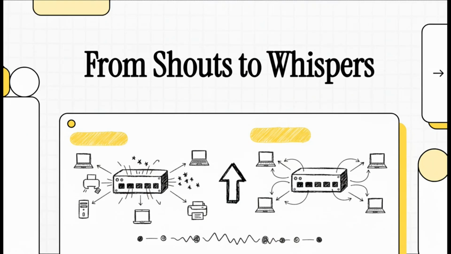Ever wonder how an entire office building with hundreds of computers gets online without it just being a complete and utter mess? Well, it's not magic. It's actually a really cool story of evolution, a journey from a loud, chaotic shout to a quiet, efficient whisper. Today, we're talking about the unsung heroes of your network, hubs and switches.